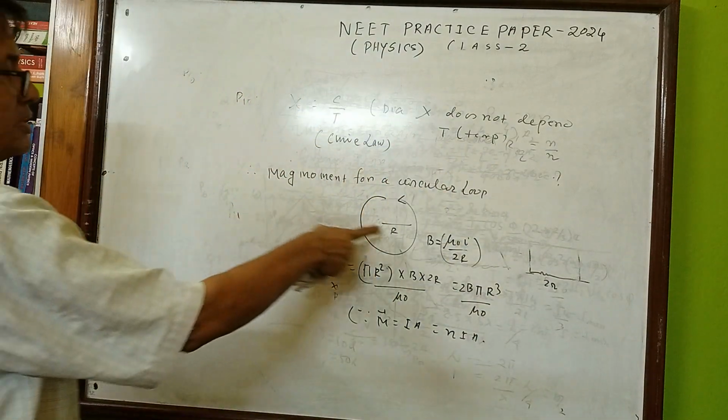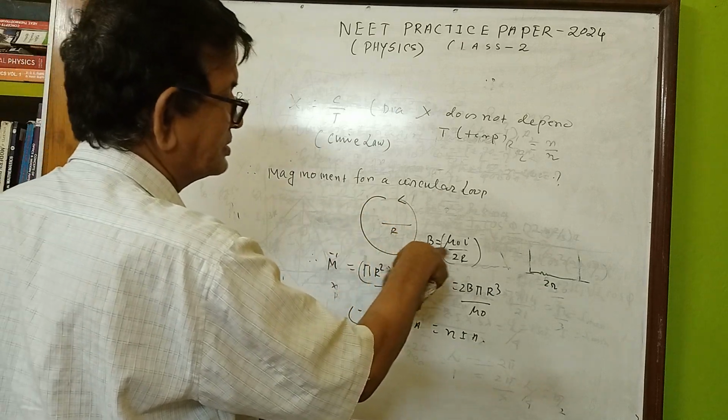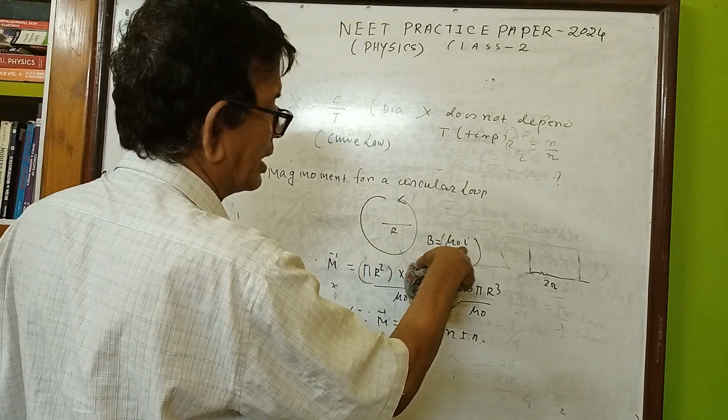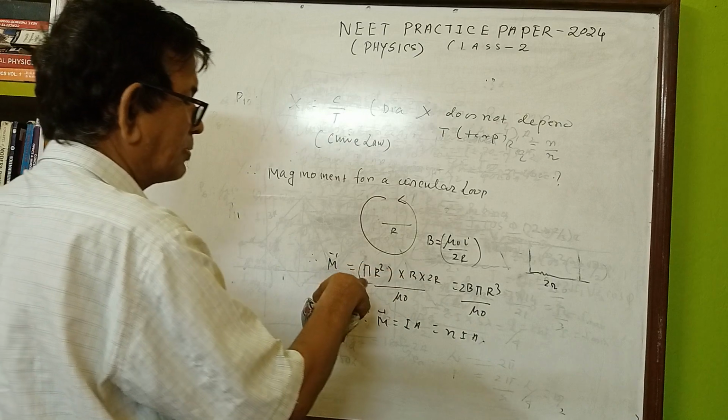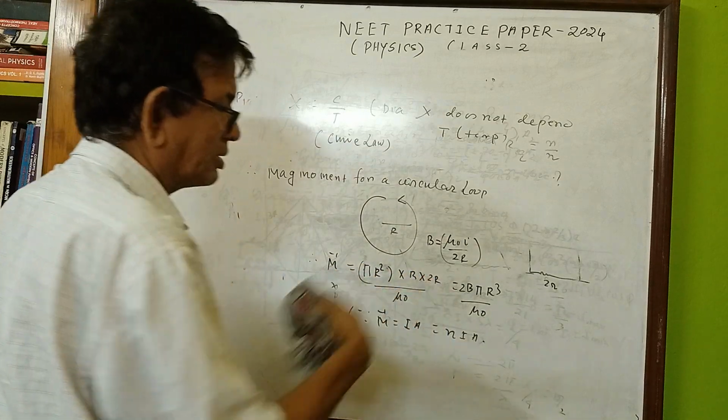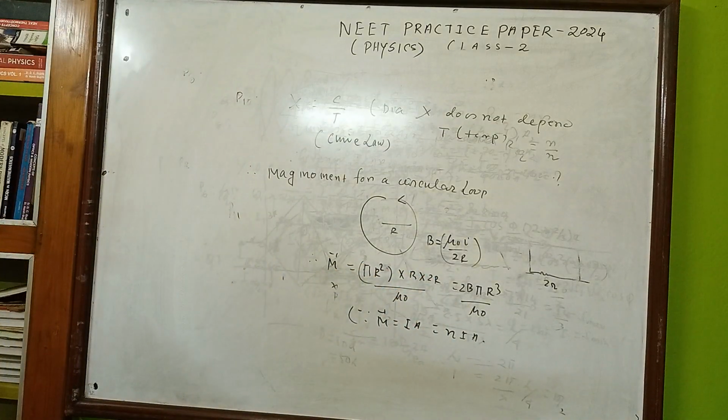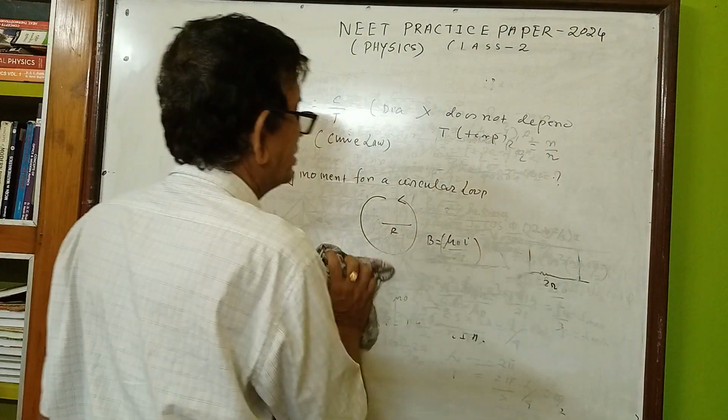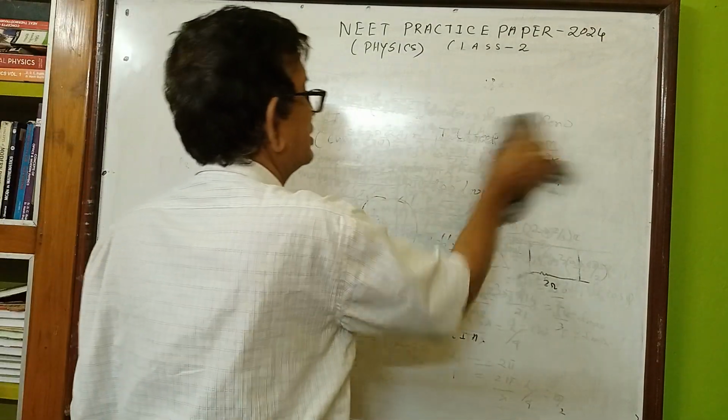And for magnetic moment, B is given for a circular loop. From that condition, you are getting I. Once you know the I, you put pi r square and I, then you are getting the value of magnetic moment for that loop. Okay. Next problem is coming on potentiometer.